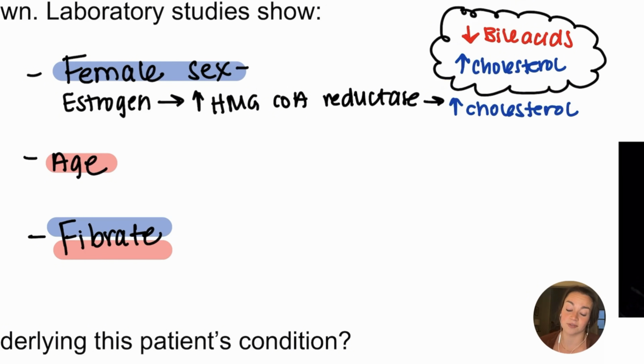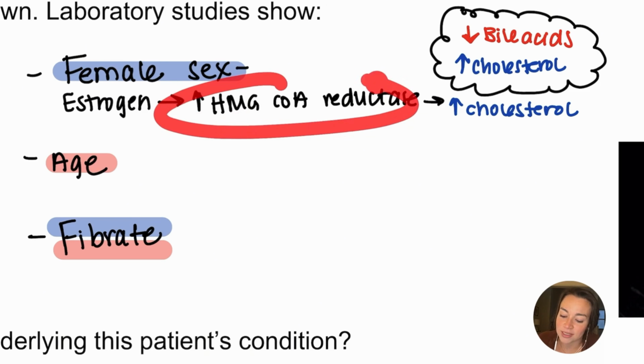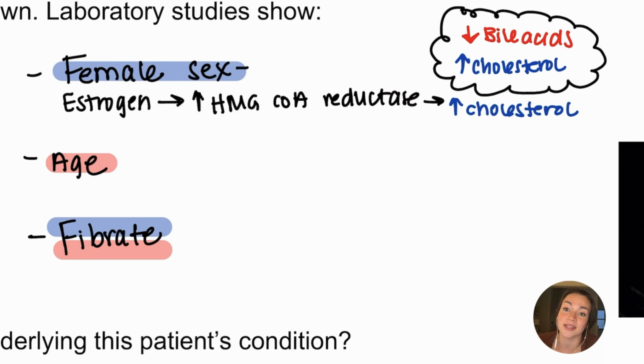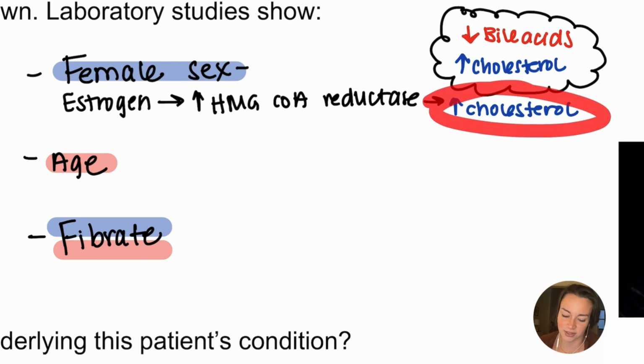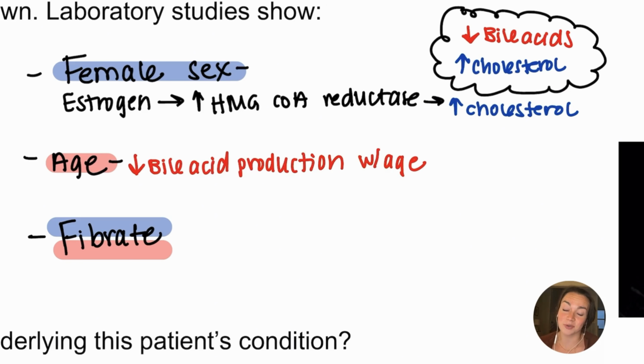Female sex is a risk factor because estrogen upregulates the activity of HMG CoA reductase. HMG CoA reductase is an enzyme in the cholesterol synthesis pathway. Increased cholesterol synthesis, obviously, is one of our risk factors. Age over 40 is another risk factor because as you age, the speed at which you produce new bile acids and bile salts decreases.